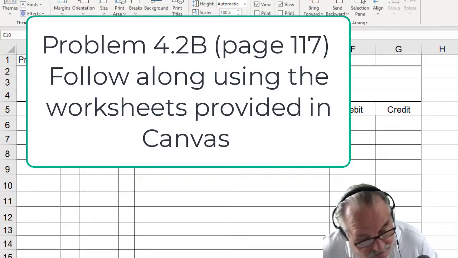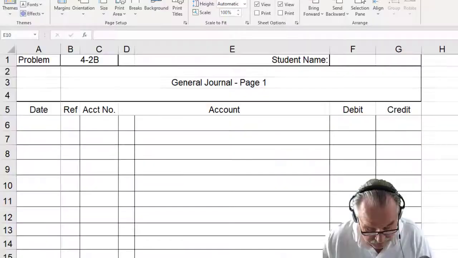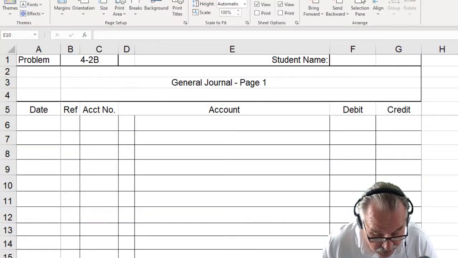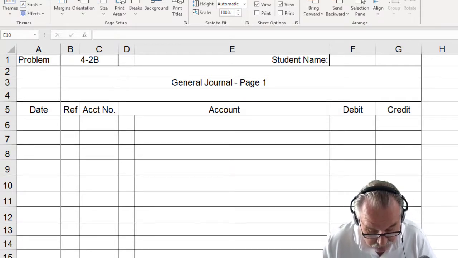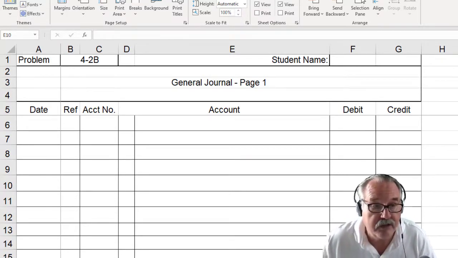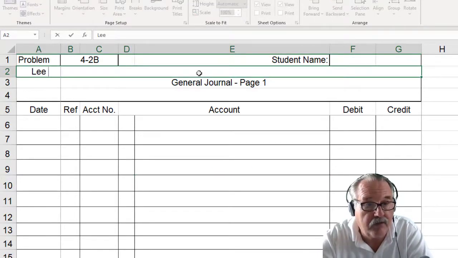And the first transaction says, Chan Lee invested $20,000 cash in the business. This is the Lee Photographic Studio. And Chan Lee is the owner. So we're going to start with a heading. This is the Lee Photographic Studio.